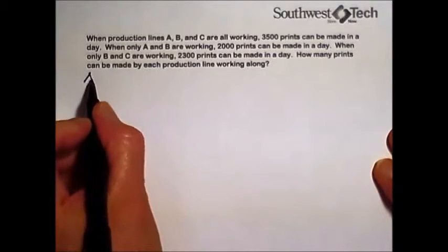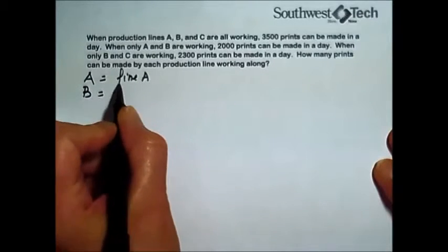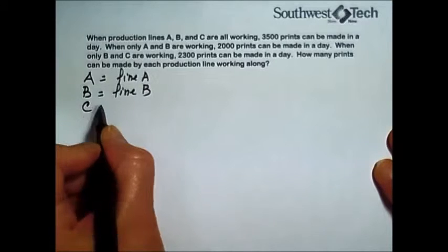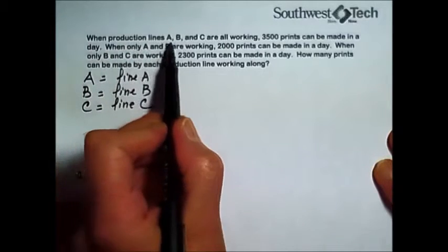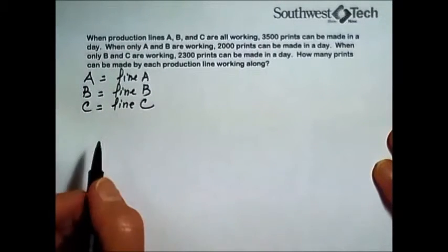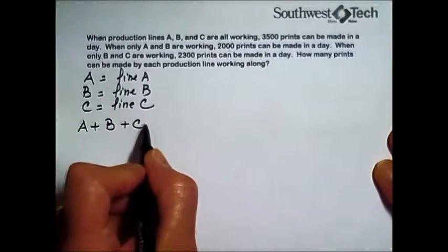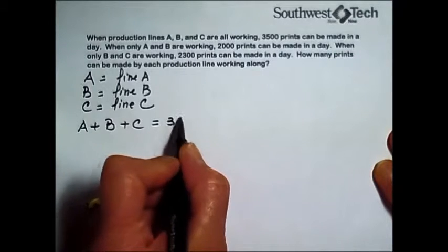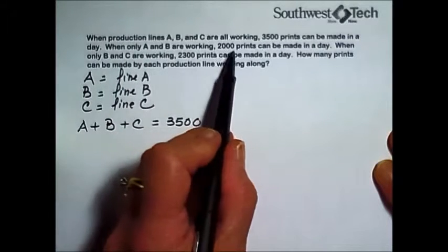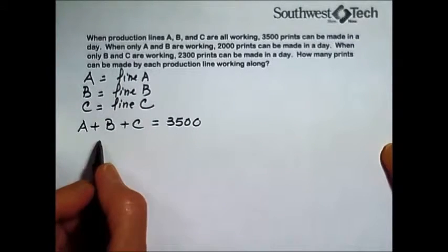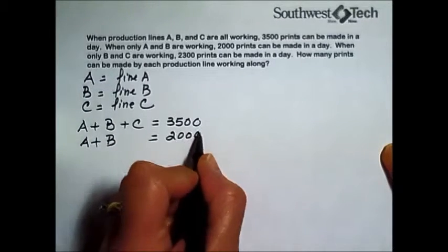So let's set up our variables. We'll let A equal line A, B equal line B, and C equal the production of line C. In the first sentence, it tells us when all three are running, we end up with 3,500 prints. So we would have production of line A plus production of line B plus production of line C equals 3,500. In the next sentence, it says when only A and B are working, 2,000 prints are produced. So we have A plus B equals 2,000 prints.